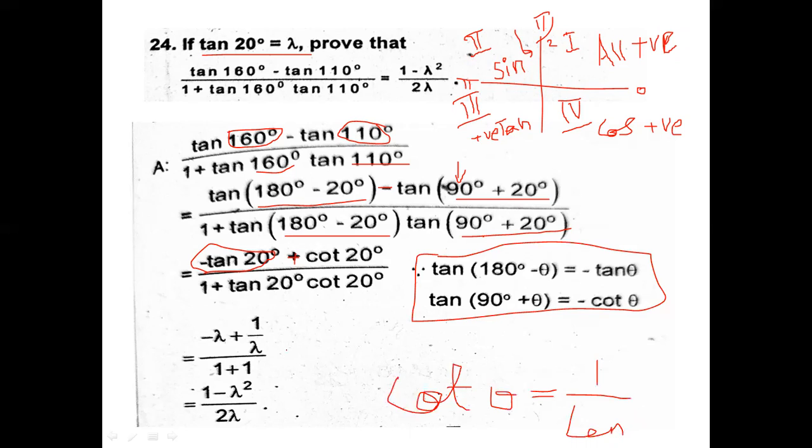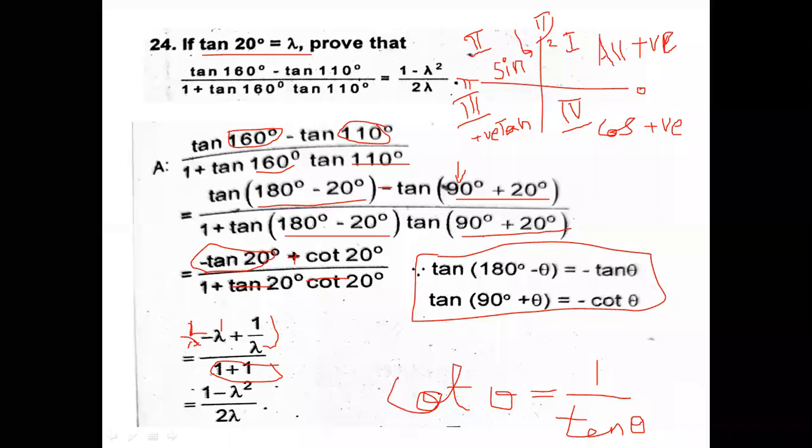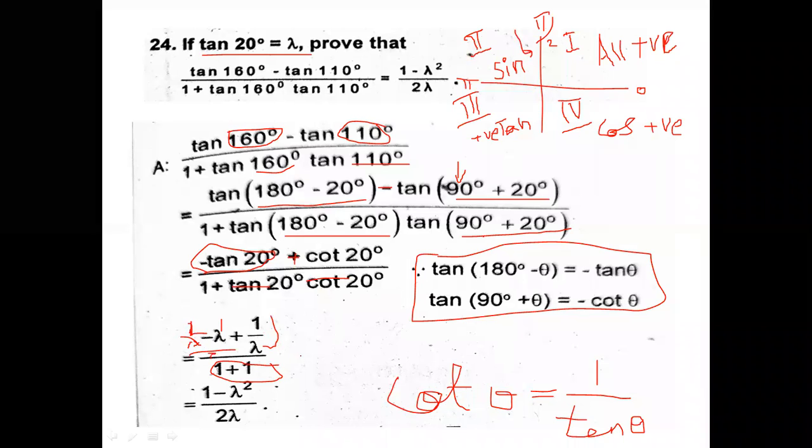So instead of tan 20 we are writing lambda, and instead of cot 20 we are writing 1 by lambda. Cot 20 is 1 by tan 20, so cot 20 and tan 20 get cancelled, and you will be left with 1. Then 1 plus 1 will be 2. Simplify, multiply and divide with lambda, so you will get lambda square, and you will get 1 minus lambda square by 2 lambda.